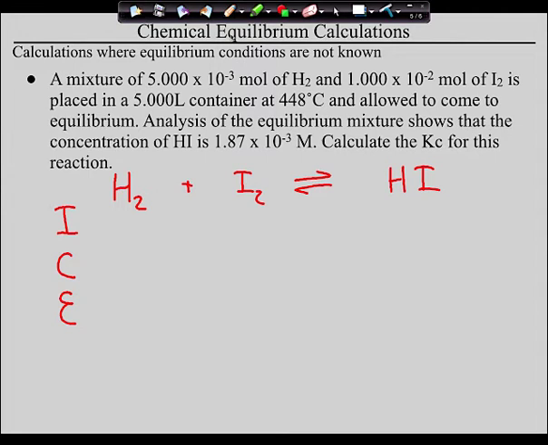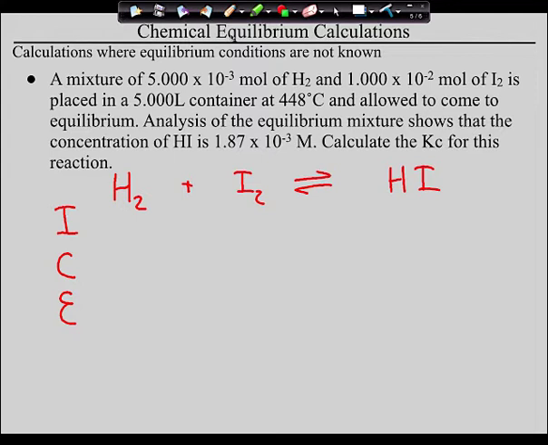Now, guys, let's talk about it. Is it an acronym, where you take letters and each first letter stands for something? It's an acronym. And so what does the ICE stand for? Do you know? I is initial conditions. C is change. And E is, of course, equilibrium.